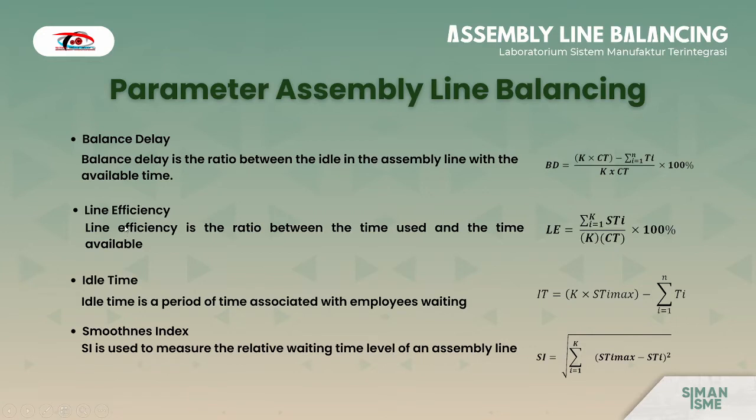The second, line efficiency. Line efficiency is the ratio between the time used and the time available. The formula is line efficiency equals the total of the station time divided by the total number of workstations multiplied by the cycle time, and last multiply it by 100%. So for balance delay and line efficiency, the result must be a percentage.